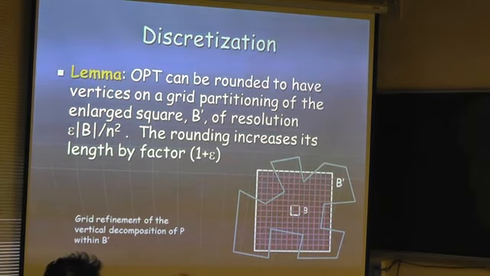So then I put a grid of an appropriate size. The appropriate size has an n squared in the denominator. It's the size of b over n squared. And then I can sort of snap, I can round my solution to this. So this gives me a polynomial number of discrete points.